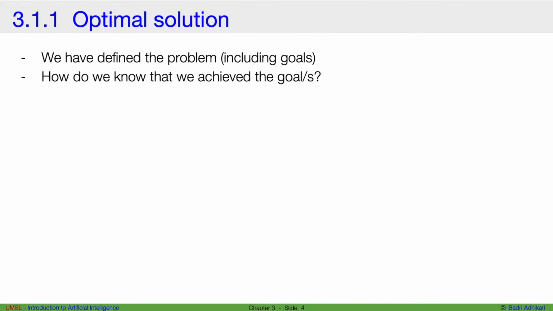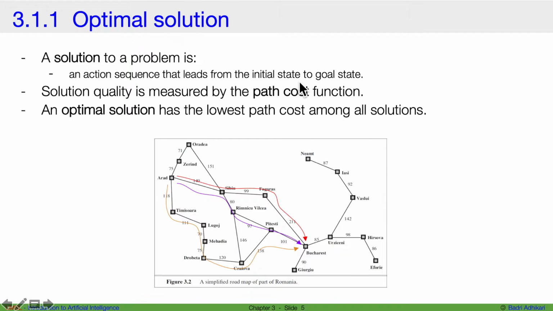So we've defined how a problem should be described or formulated, including the goals. How do we define an optimal solution? Or in other words, how do we know that we have achieved the goals that we want? So let's start by describing what a solution is. Intuitively, you may think that since the problem is going to Bucharest from Arad, the output of the algorithm at the end will be this city, Bucharest.